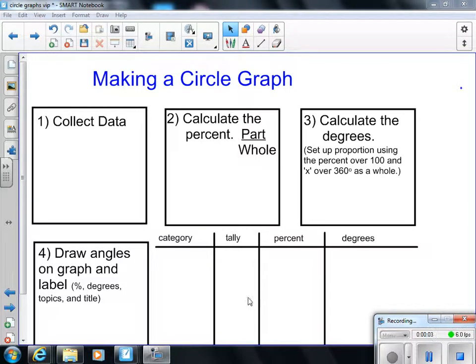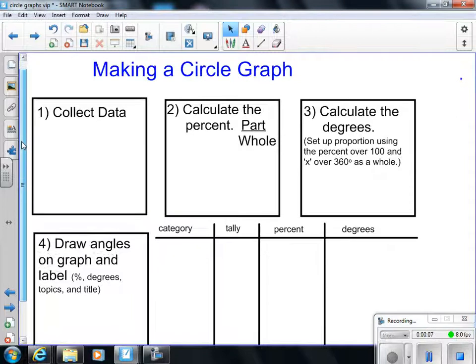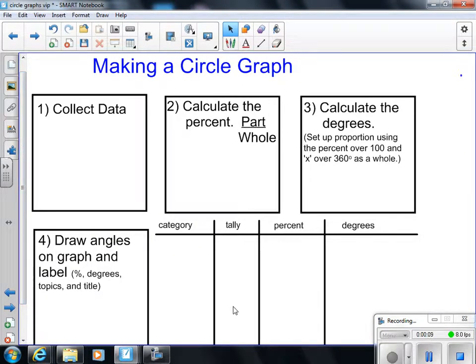Today we're going to be working on how to make a circle graph. We've been working on our statistics unit, and this is the last type of graph that we're going to examine today. We're going to make a circle graph. Now the first thing when you're making a circle graph is to collect your data.